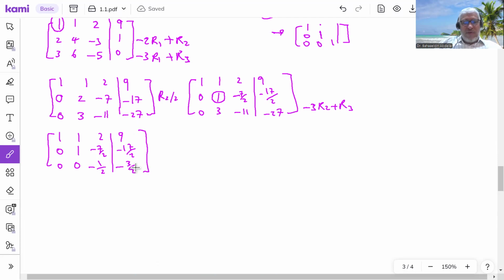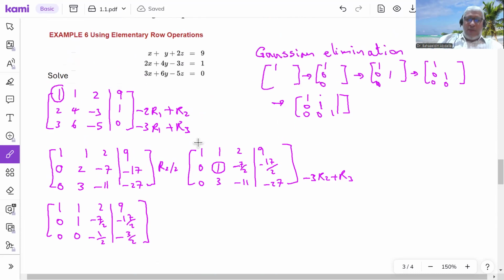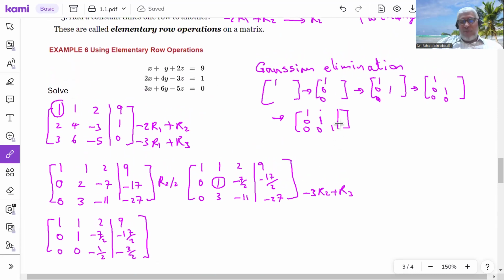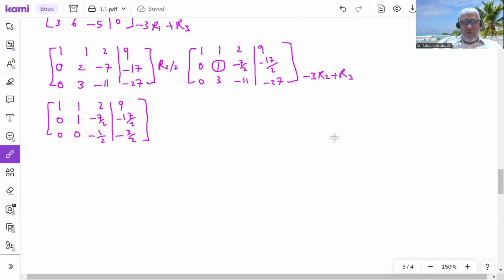So now I finished the second column. I have 1, 0. The last step in Gaussian elimination is to make this number 1 in the third column, and it is the leading one. It would be the leading one. I have negative half. What to do to make negative half 1? I multiply by negative 2.